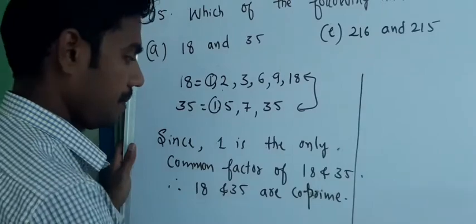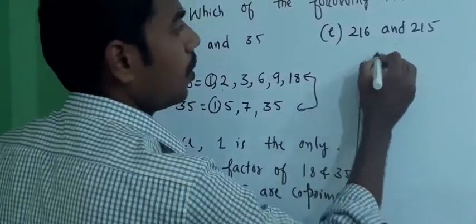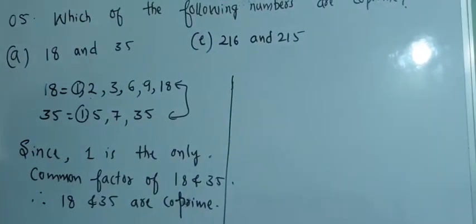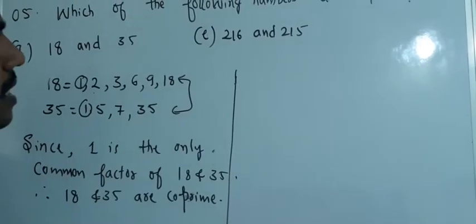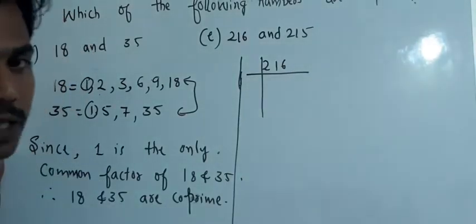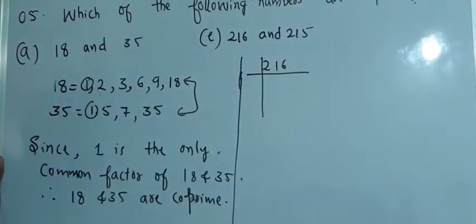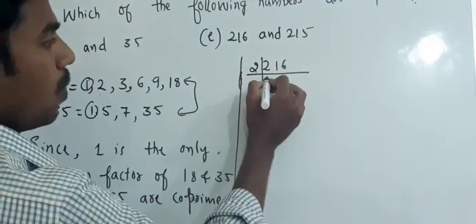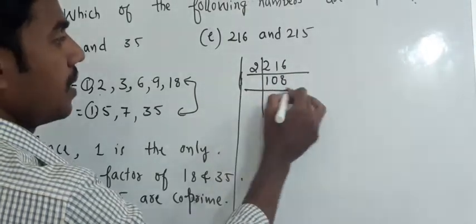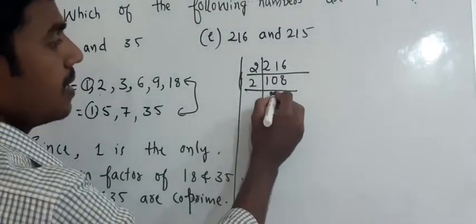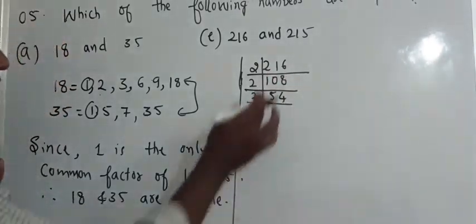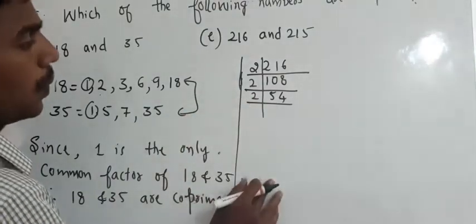So next, E, 216 and 215. Since the numbers are bigger, I use the division method for working on the possibilities of combinations. 216. We should start with the smallest prime number and use prime numbers to divide. 2 ones are 2. 1 is less than 2, so I will place 0. 2 8s are 16. 2 5s are 10. 2 4s are 8. Again 2, because the number is ending with an even digit, that is the reason I'm using 2.